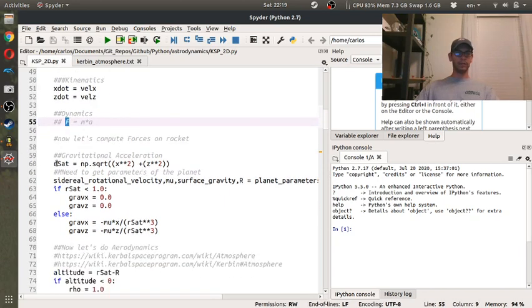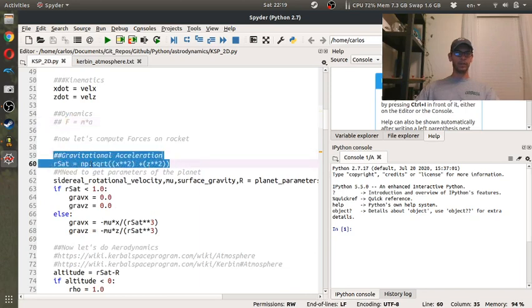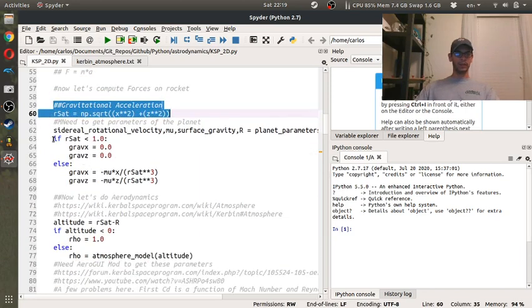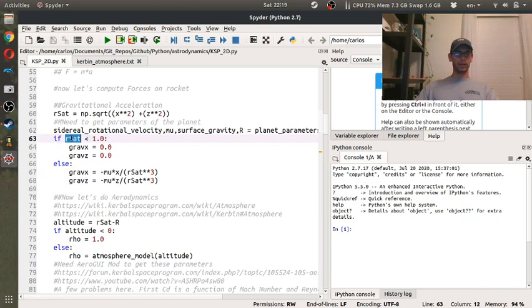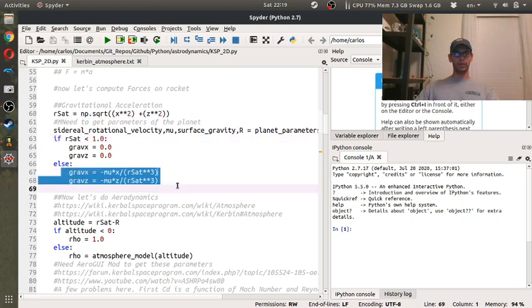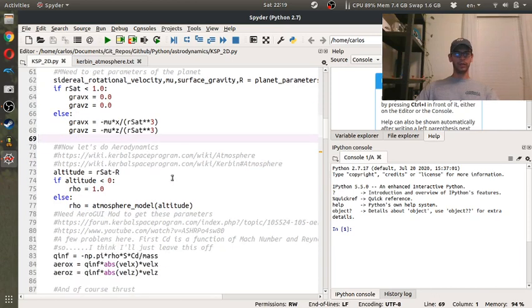So first you need gravity, so I compute the distance from the center of Kerbal, and I say if you are inside, for some reason I say less than 1. I guess I allow you to be inside the planet, which is not necessarily true, but in this simulation you're allowed to go inside the planet. Anyway, if RSAT, the distance from the center of Kerbal, is not less than 1, it computes the gravity using Newton's law of gravitation.